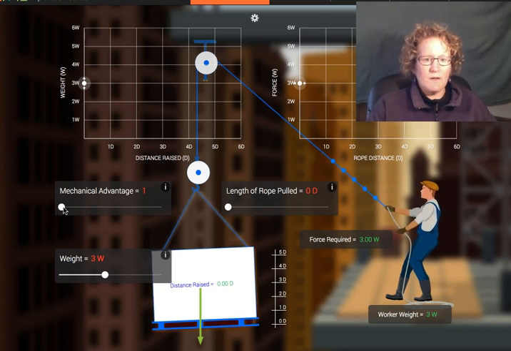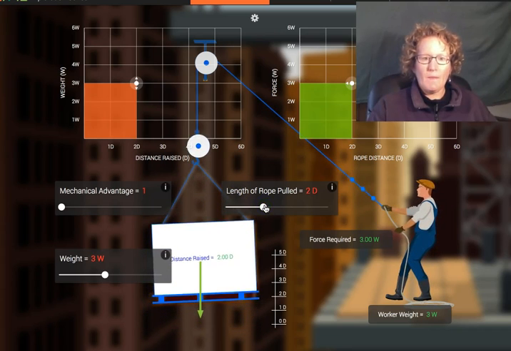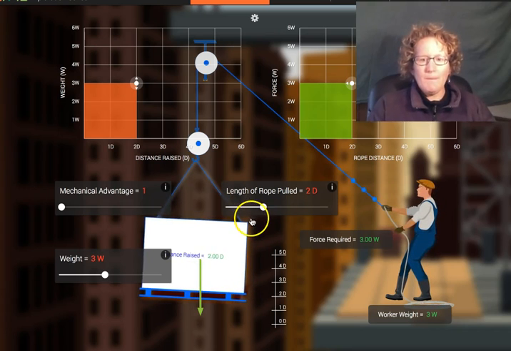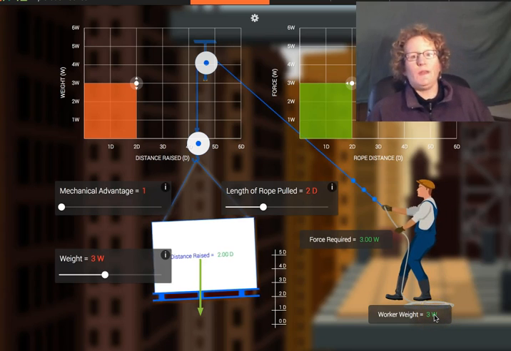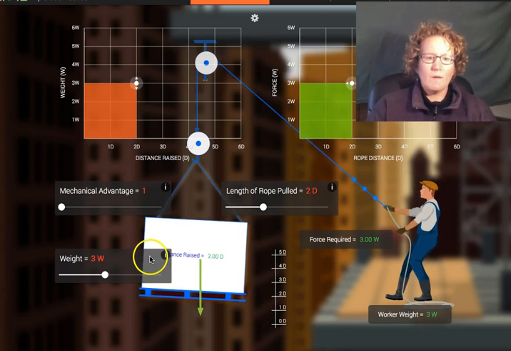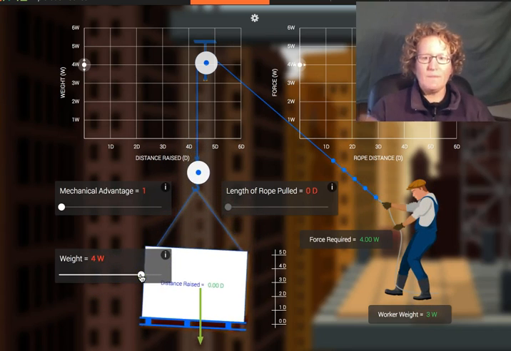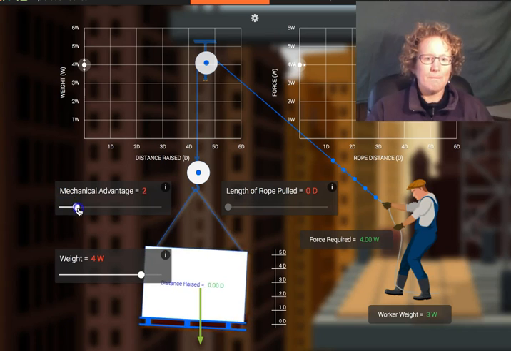And let's watch that here. Let's watch this guy try to lift this. He can do it because he's 3 units of weight. So he's got enough weight to pull against the box. But let's see if we make the box heavier than the worker, he can't do it anymore. So we're going to have to give the worker some mechanical advantage.